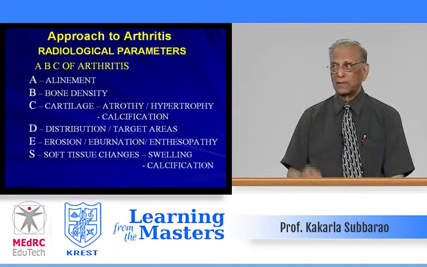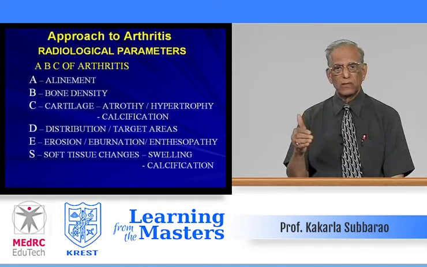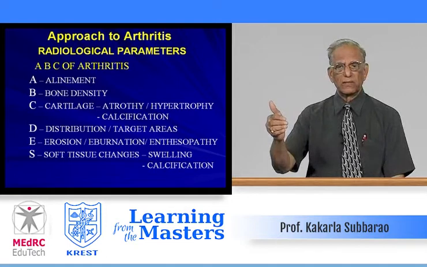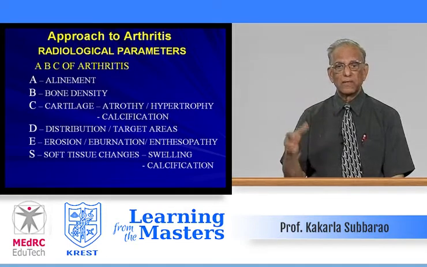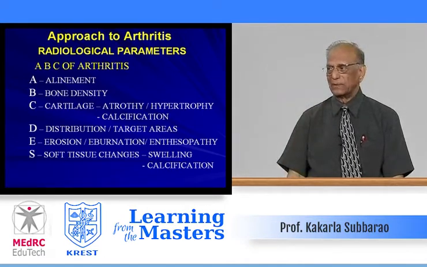A, alignment. B, bone density. And then C, cartilage, whether it's atrophied, hypertrophied, calcified. And then D, distribution. Is it the metacarpophalangeal joints that are prominent or the distal interphalangeal joints? What are the target areas for each degenerative disease or rheumatoid arthritis? In fact, there are certain target areas. If you locate these target areas, immediately a diagnosis may flash in your mind.